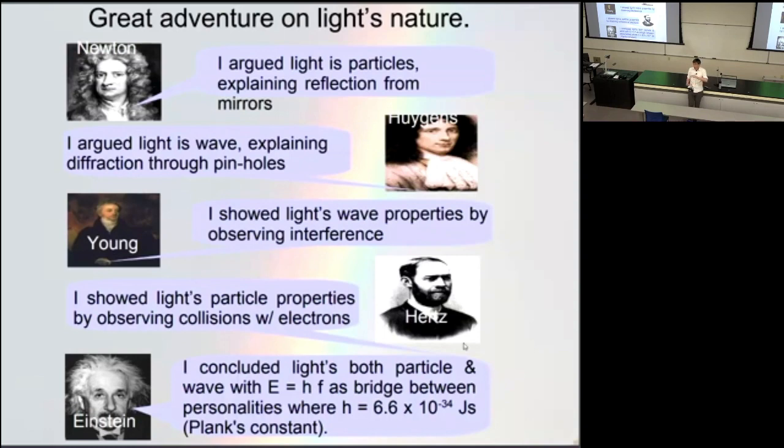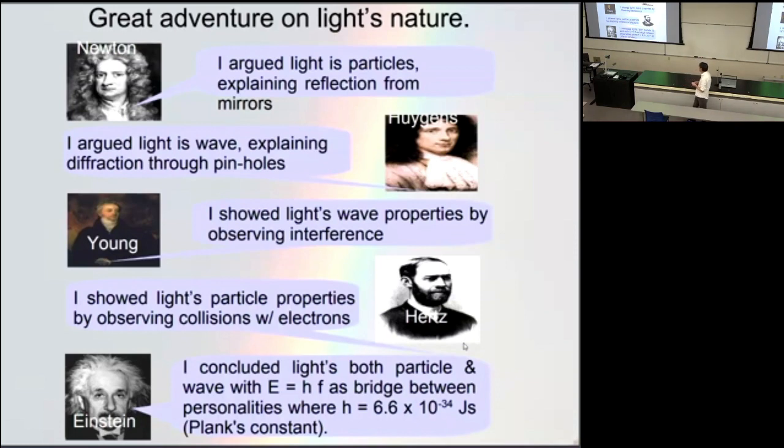And one of his arguments that light was a stream of particles was reflection. Reflection is the bouncing of light, reflecting of light off a surface. And he argued that that was consistent with light being a stream of particles, a stream of what he called corpuscles, but they're particles.